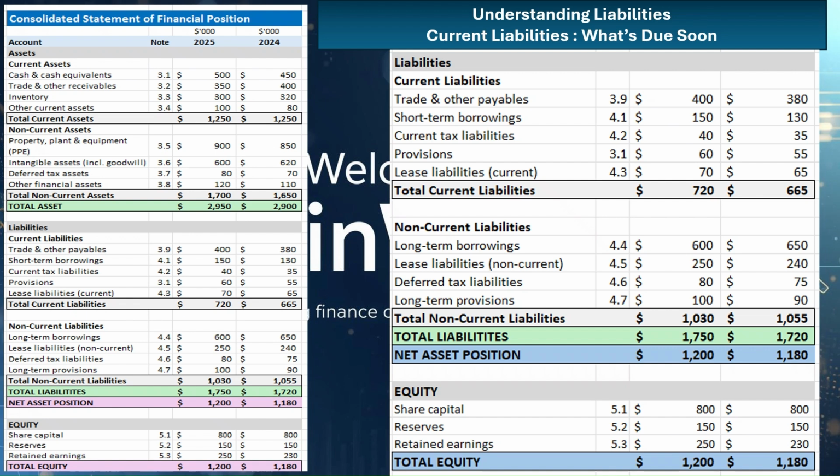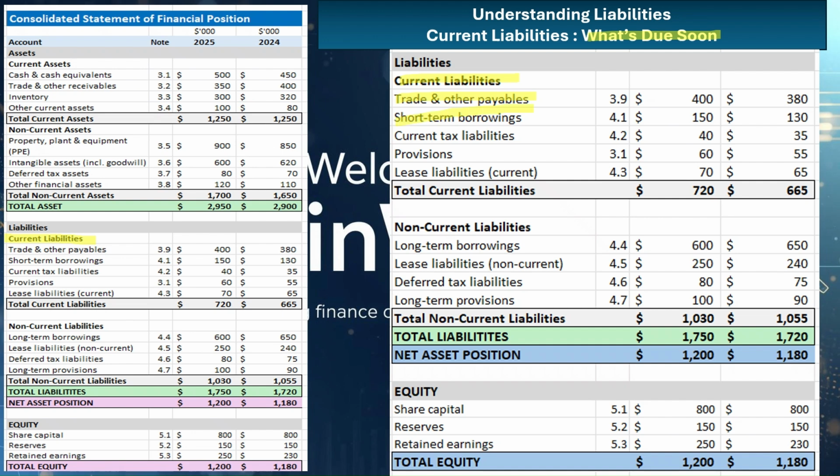Current liabilities are obligations the company must settle within the next 12 months. Managing these effectively is crucial for maintaining operational stability. Trade payables are amounts owed to suppliers for goods and services. Extended payment terms can improve cash flow but may strain supplier relationships.